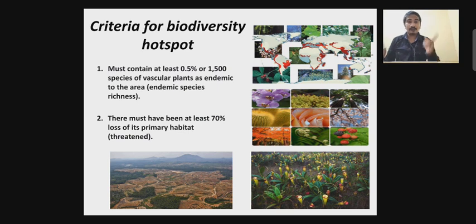That means what? The first criterion states that there must be species richness, that is, endemic species richness, and the second criterion states that there must be a threatening condition to the habitats. That means 70% of the habitat should have been destroyed. If this is the case, then you can designate a particular area as a biodiversity hotspot.